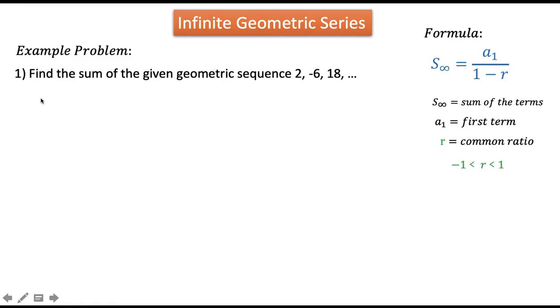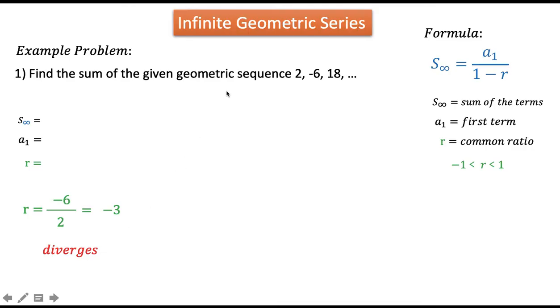So let us take this given example number 1. Find the sum of the given geometric sequence 2, negative 6, 18, and so on. Before we write down the given, let us examine first our common ratio. To solve for the common ratio, we divide negative 6, the second term, by its preceding term, which is 2, and our common ratio is negative 3. Since negative 3 is beyond the range of our common ratio here, this geometric sequence diverges.